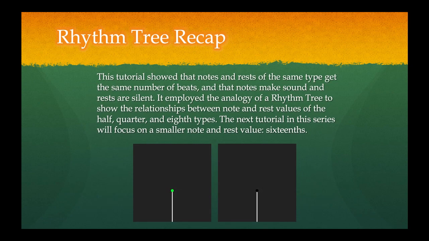This tutorial showed that notes and rests of the same type get the same number of beats, and that notes make sound and rests are silent. It employed the analogy of a rhythm tree to show the relationships between note and rest values of the half, quarter, and eighth types. The next tutorial in this series will focus on smaller note and rest values, sixteenths.